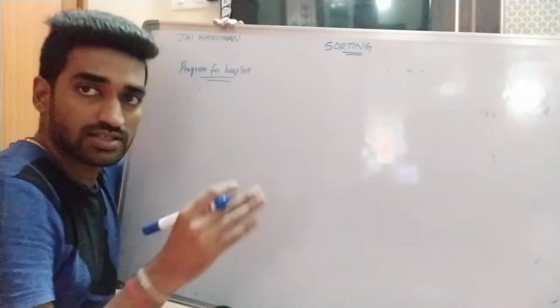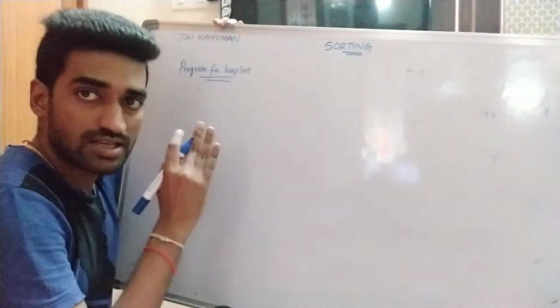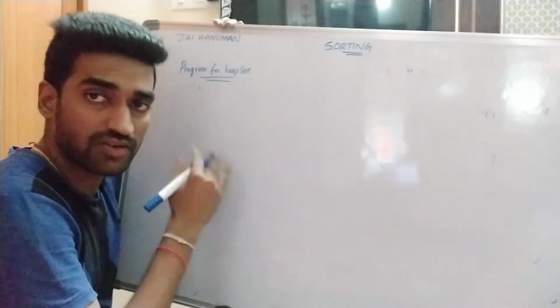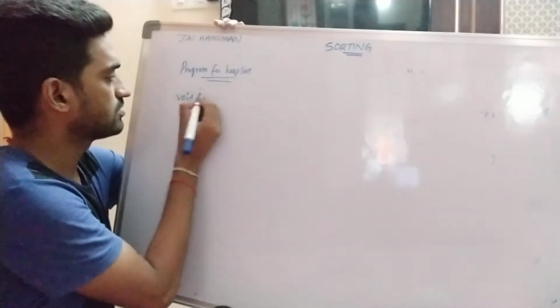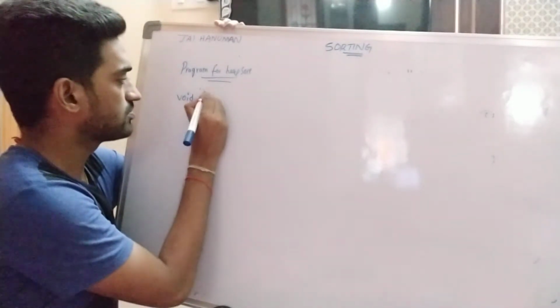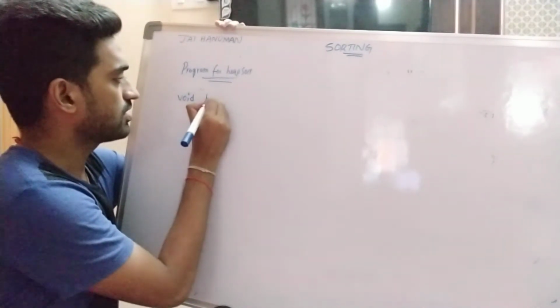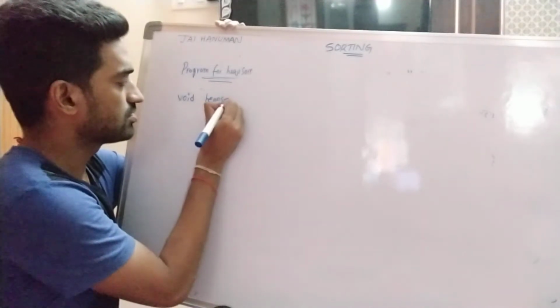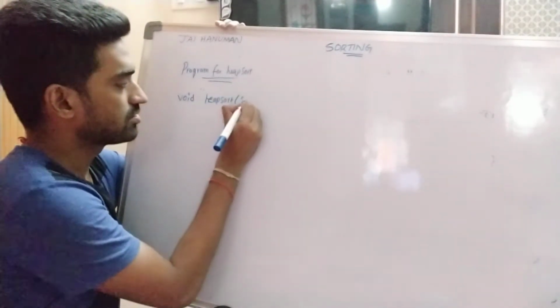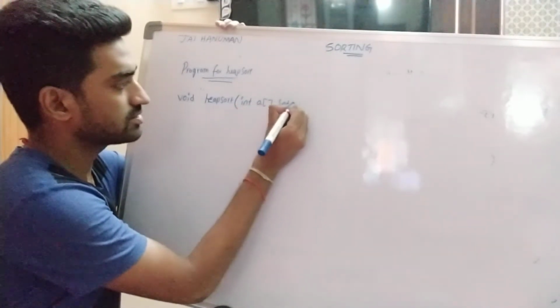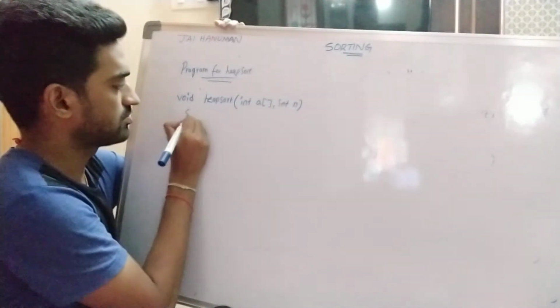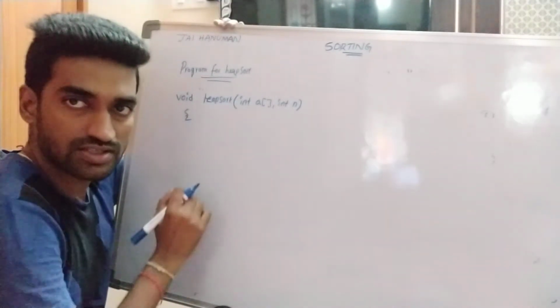So the function definition contains two arguments. What are the arguments? Array name as well as number of elements in the array, right? So here I am writing the function definition. Void. What is the function name? Heapsort, along with array name a and int n, right?